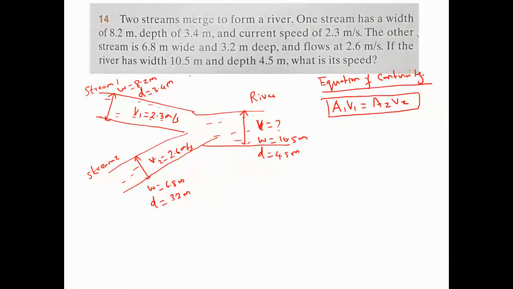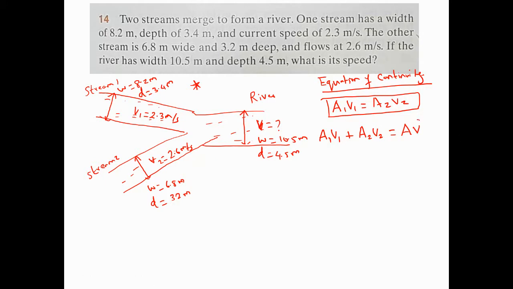Now, based on this diagram, I have to write the equation of continuity. What is our first stream? My first stream has A1, that means area. The first stream has speed V1. Likewise, my second stream has its area A2 and the speed V2, which is equal to my third, nothing but my river, which is equal to A multiplied by V. Am I right?